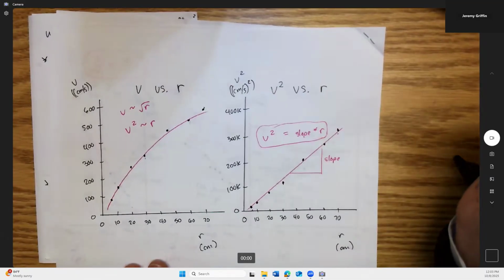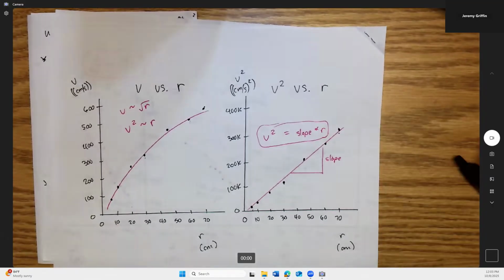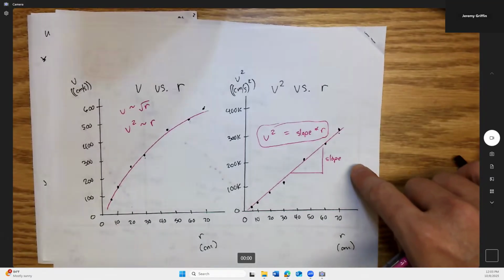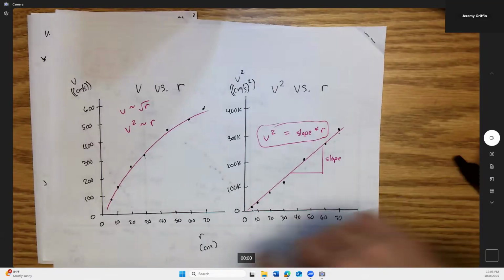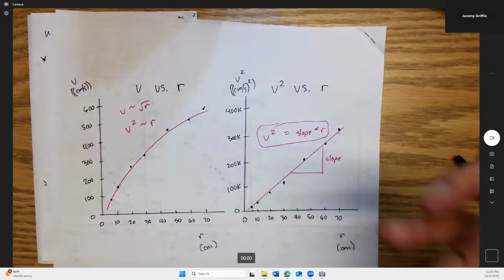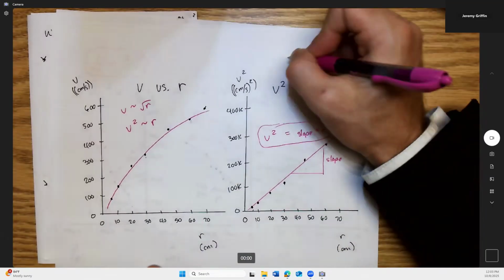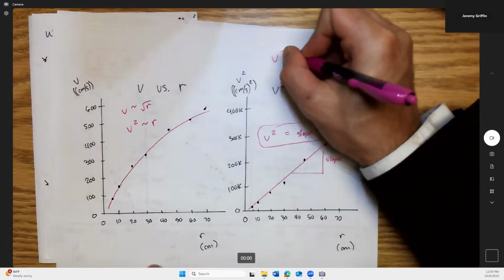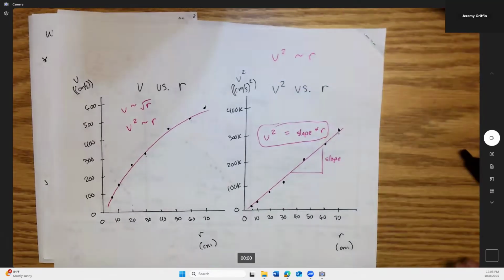But again, that applies specifically to whatever mass canister they had flying around, also whatever weight canister they had hanging out. So in general, for everybody's lab, I can say v squared is proportional to r.